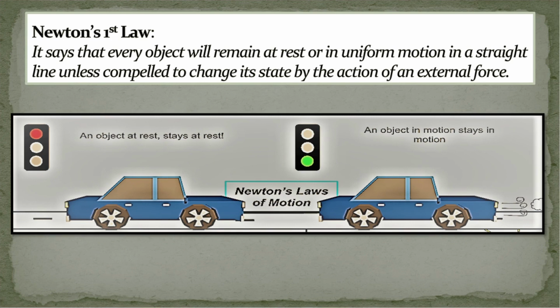It says that until or unless there is an external force acting on an object in motion, the motion continues, the state of motion and velocity remain constant. Again, if the body is at rest, then until or unless an external force acts on the body, it will continue its state of rest.